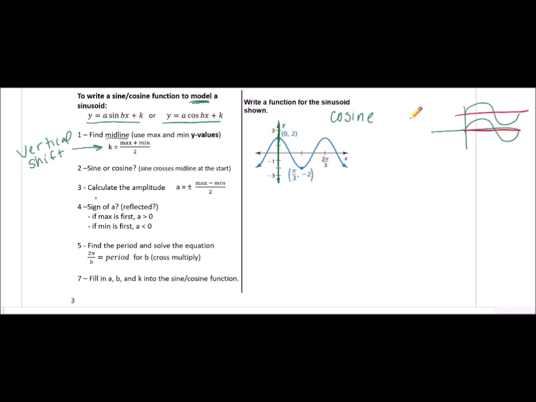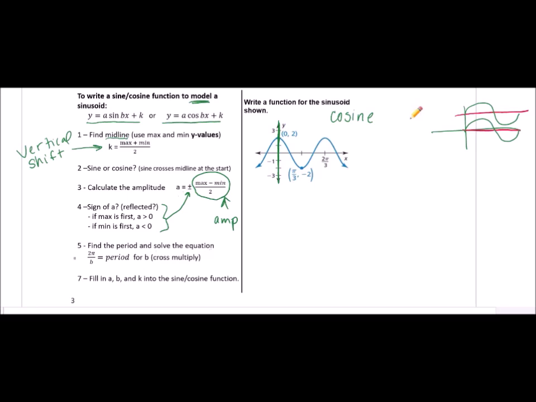Then you calculate the amplitude. Amplitude is going to be max minus min, divided by 2. I put this plus or minus out in front because if there's a reflection, then it's going to be a negative number. This right here is just the amplitude. The actual value of A that goes into your equation might have a negative out in front.